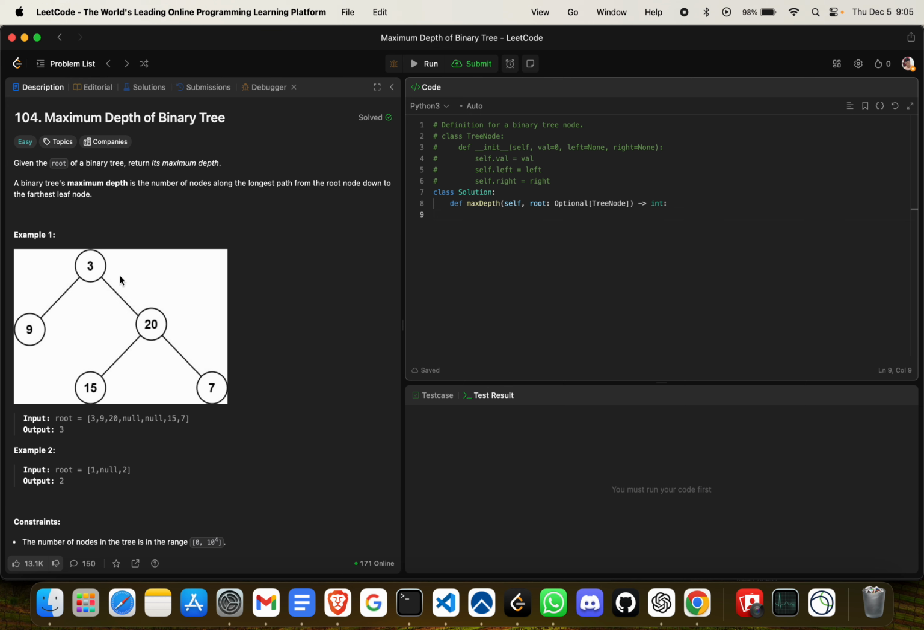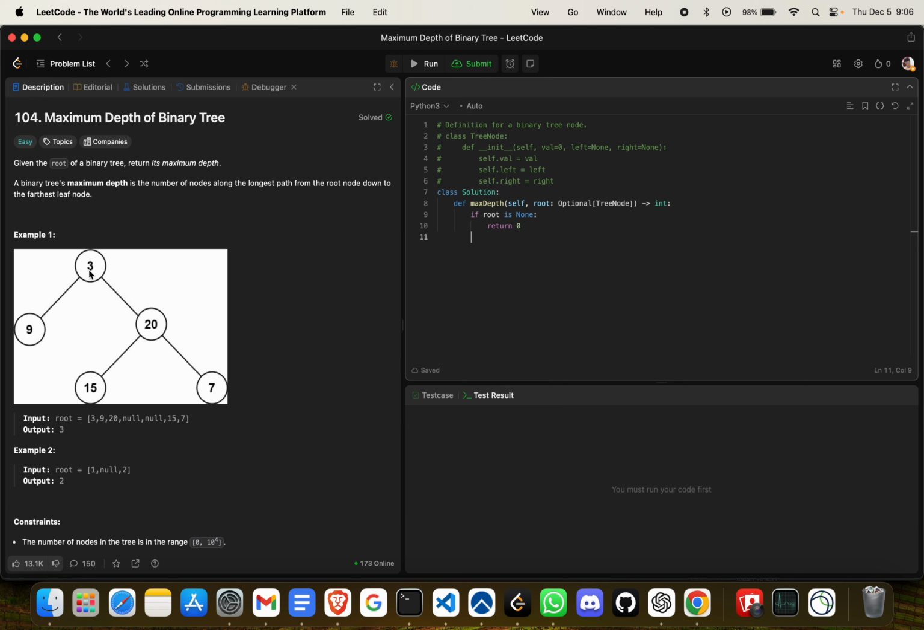So for this example, if we need to return maximum depth, let's start from 3. For 3 it calls both left and right, so it calls 9 and 20, and 9 calls two nulls. We should return 0, right? Because if there is nothing, the depth would be considered as 0. So if root is none, return 0. So if the root is none, we will be returning 0.